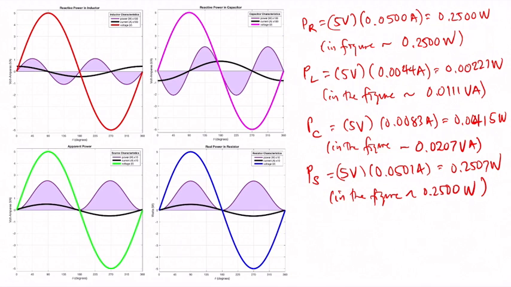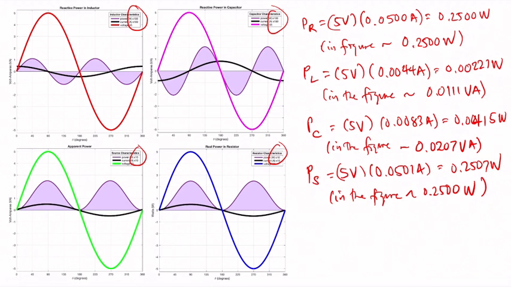Notice that in the figures the current is multiplied by 100 as well as the power, so they are scaled to 100 in the reactive power in the capacitor and in the inductor, but in the apparent power and real power they're scaled to about 10. Okay, so what you see there are exaggerated graphs of the power and the current.